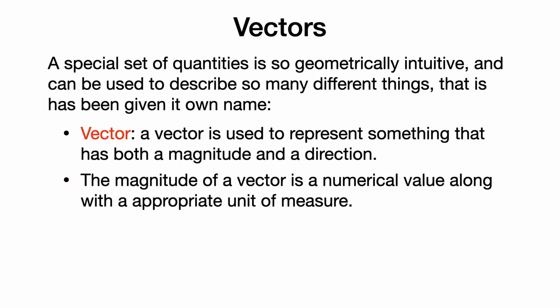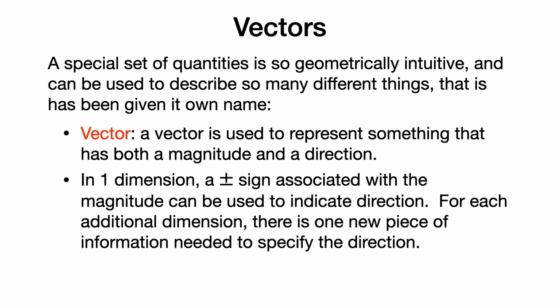A special set of quantities is so geometrically intuitive and can be used to describe so many different things that it has been given a name of its own. It's something called a vector. Now, a vector is used to represent something that has both a magnitude and a direction. The magnitude of a vector is a scalar quantity. It's a numerical value along with an appropriate unit of measure.